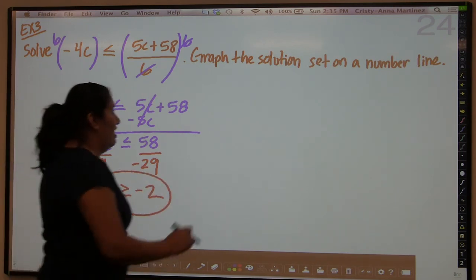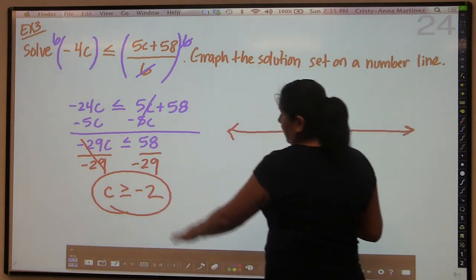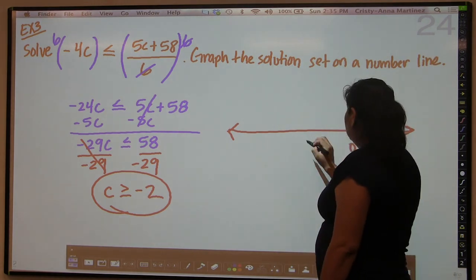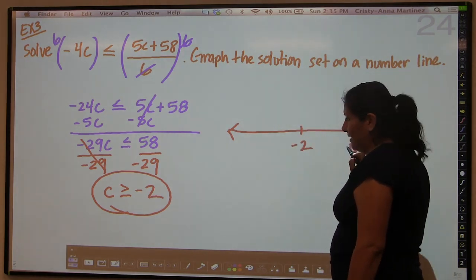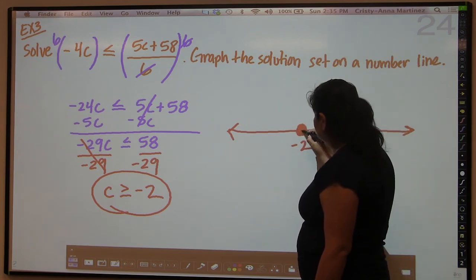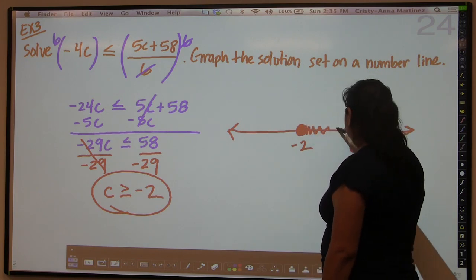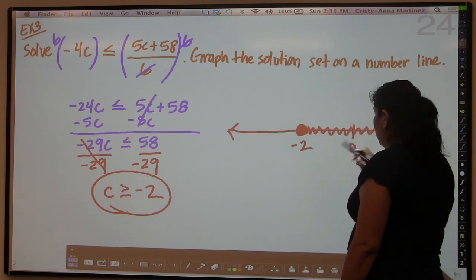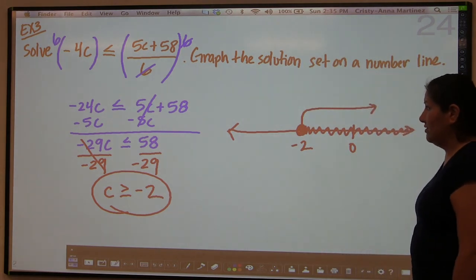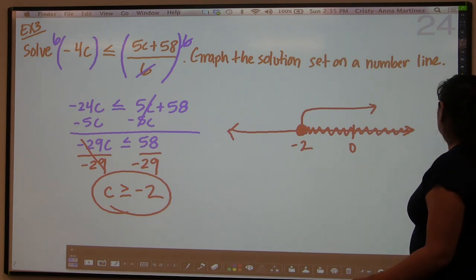And then we want to graph it on the number line. So this time, because my number in question is negative 2, my 0 is going to be on this side, and my negative 2 is going to be on that side. And it is equal to, so I'm going to make it a nice big solid dot. And then greater than negative 2 is going to be this direction. Or if you like the arrow biz, you can do that. Greater than or equal to negative 2. And that, my dear fellows, is how you solve inequalities in a nutshell.